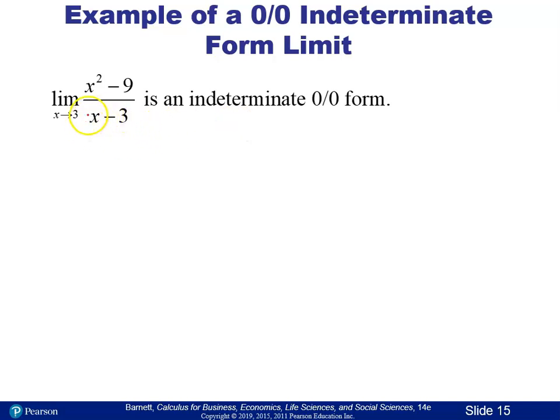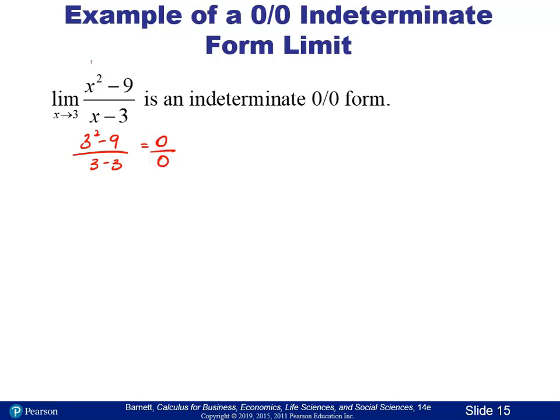So just to review, the first thing you've got to do is see if you are dealing with an indeterminate form, which in most cases means plug the 3 in and see if you get like 0 over 0. So if I get 3 squared minus 9 over 3 minus 3, that is going to give me 0 over 0.